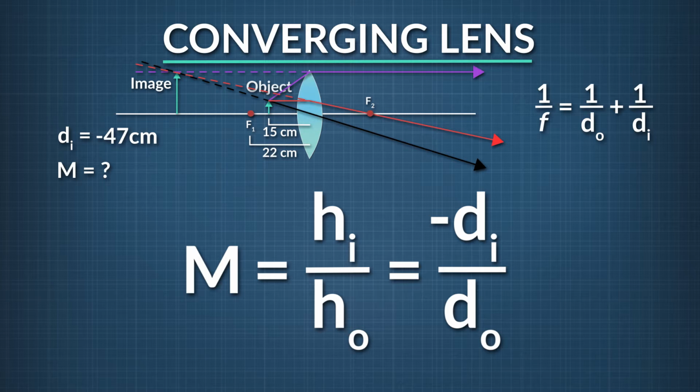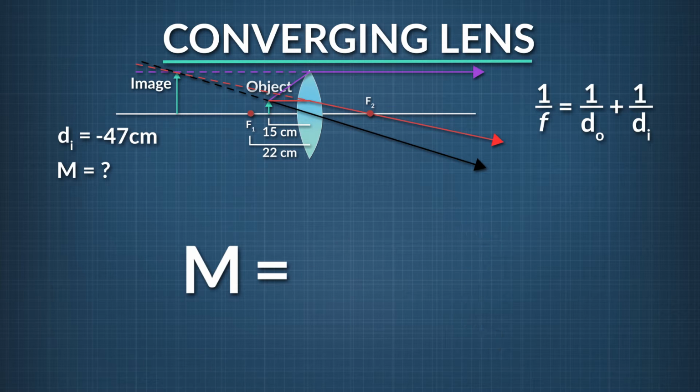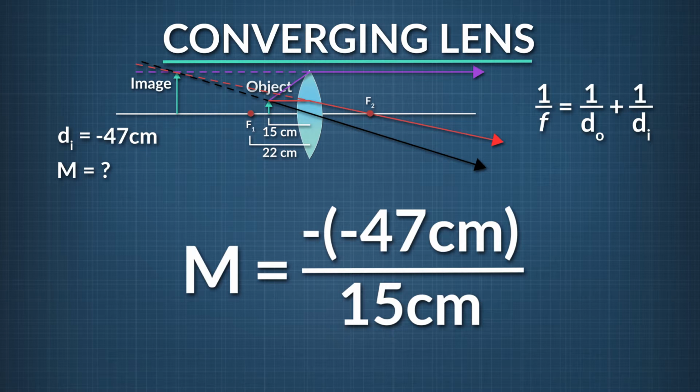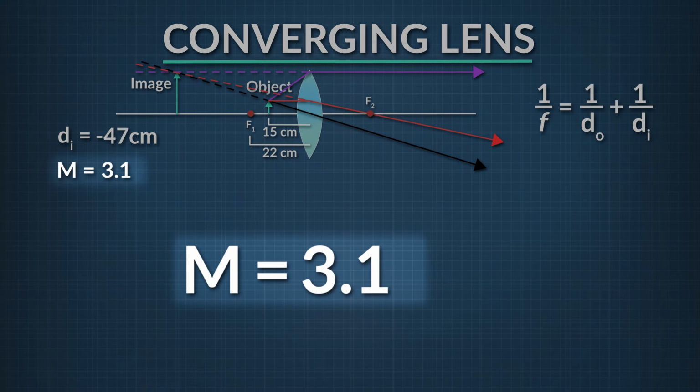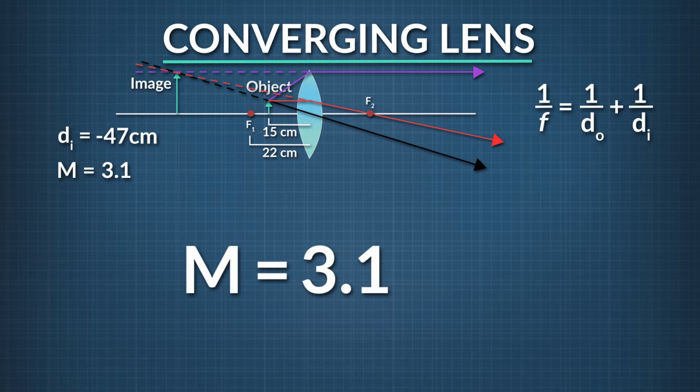Image magnification is equal to image height divided by object height, which also equals the negative of image distance divided by object distance. So the image magnification in our case is negative 47 centimeters divided by 15 centimeters, which is 3.1. That means the image formed by this object and lens is a little over 3 times bigger than the object itself.